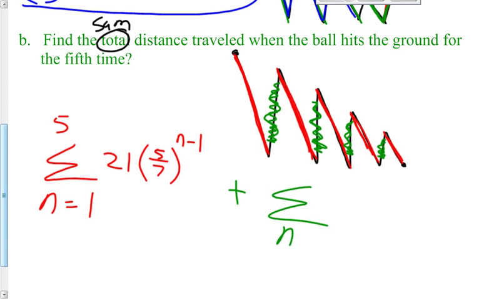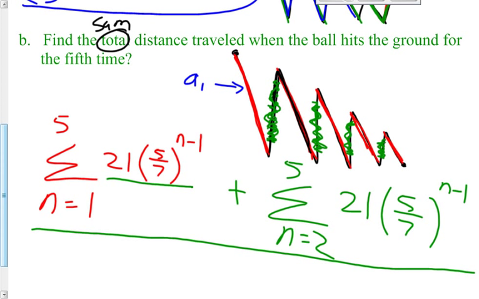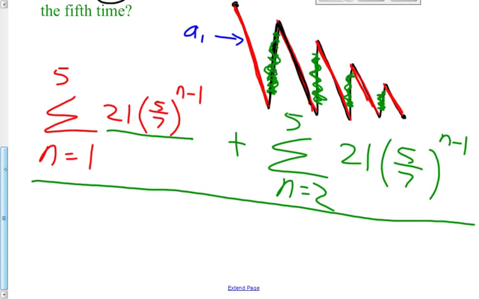This time, it is as n goes from the second term. This right here is a sub 1. And this one right here and right here, it's the same value. This is a sub 2. So I want to tell our calculator to start at the second term. So second, third, fourth, and fifth is what I'm going to tell my calculator to add up. So it goes from 2 to 5, and then it's the exact same thing as right here. The first term is 21 times the common ratio, which is 5/7, raised to the n minus 1. So you're going to put both of these into your calculator, and then you're going to add them up together. And when you do that, you should get a height of 98.67 feet.